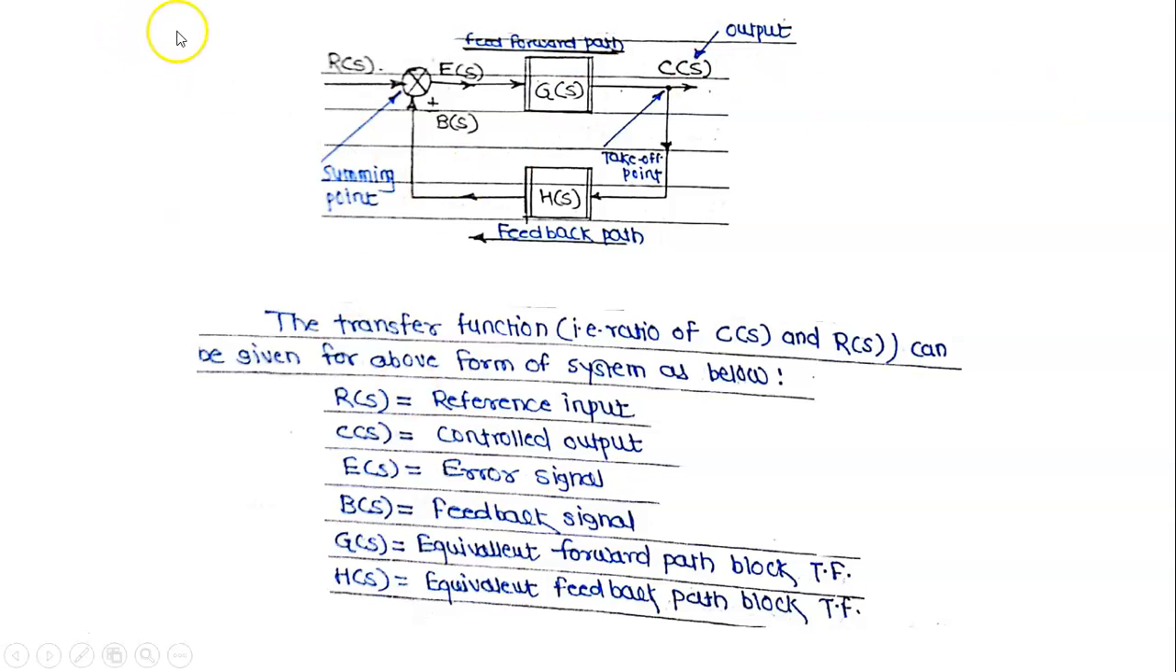Now the same diagram is there. We are going to derive one equation. R(s) is the reference input, C(s) is the controlled output, E(s) is the error signal, B(s) is the feedback signal, G(s) is the equivalent forward path block transfer function, and H(s) is the equivalent feedback path block transfer function.